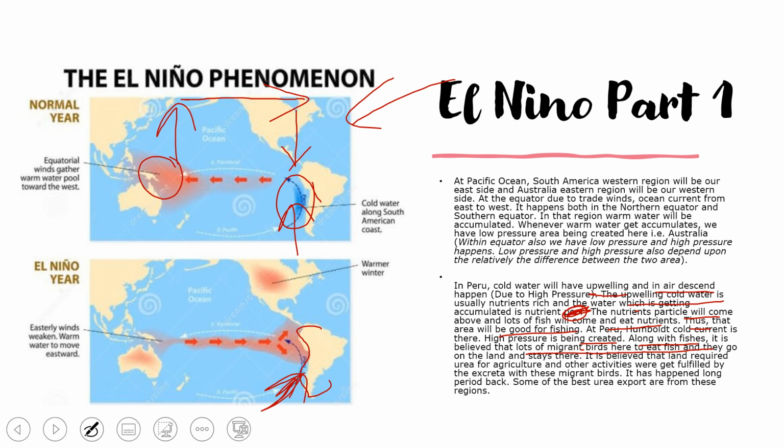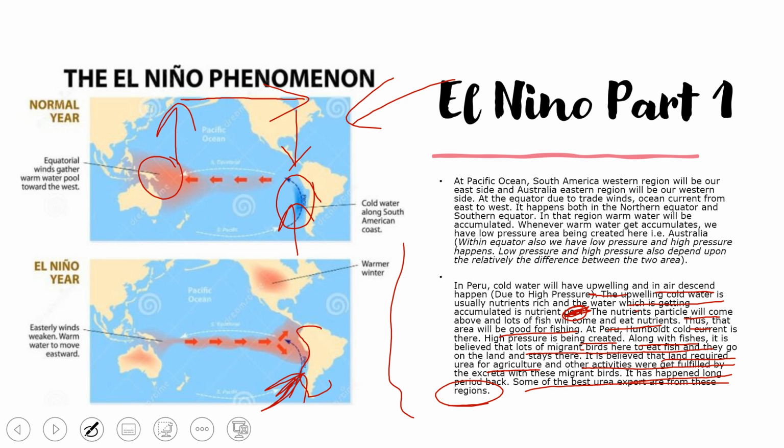They stay there, and it is believed, historically, that this land required urea for agriculture and other activities, and that was fulfilled by the excreta of these migrant birds. It happened a long time back, it is not something new. It has been happening for millions of years, and some of the best urea exports are from these regions only.